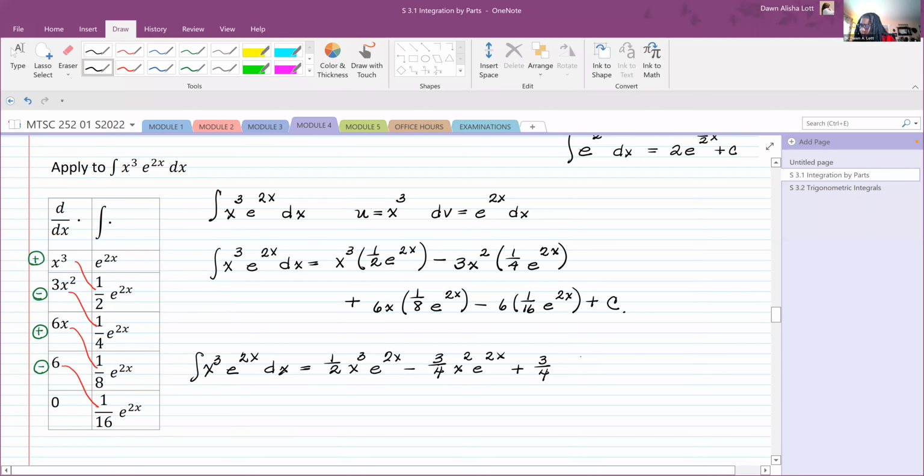Something is wrong. I got 3x squared, 6x over 8. That's right. Oh, that's right. Okay, so 6 over 8 is 3/4. Yeah, it's still right. x e to the 2x minus, and then 3 over 8 e to the 2x plus the constant.